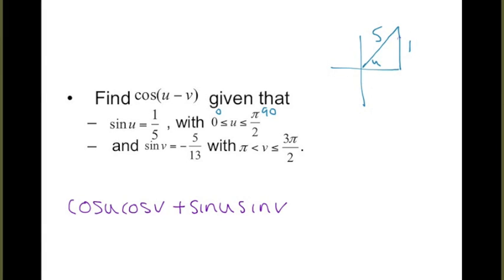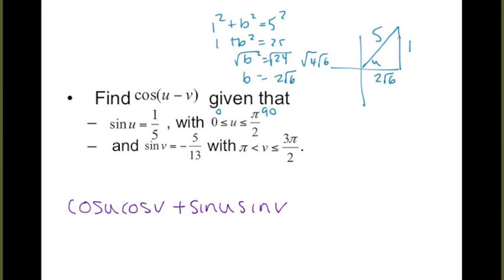1 and 5 aren't any special triangle numbers for us, so we'll just use our Pythagorean theorem to do this. So 1 squared plus b squared equals 5 squared. So 1 plus b squared is 25. B squared is 24. And we'll want to solve this with a square root. Simplify square roots whenever possible. So a perfect square that goes into 24 is 4. So this is 4 times 6. So that is 2 roots of 6 for the third side of this triangle.